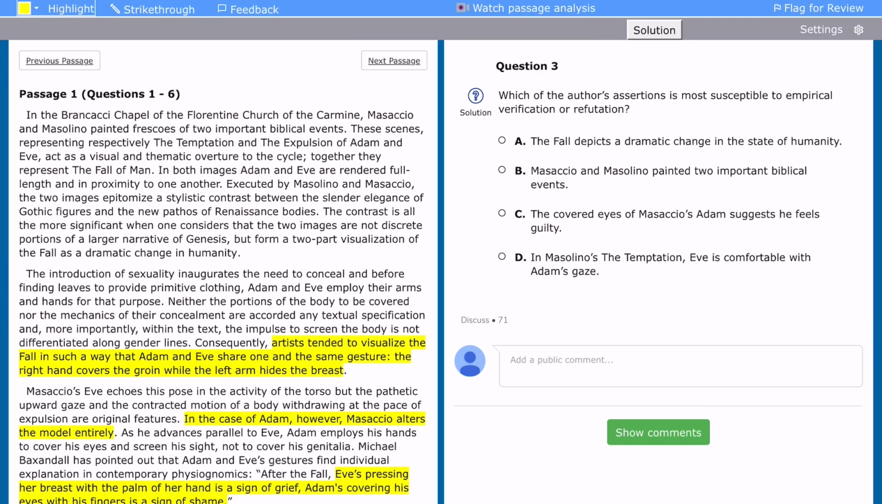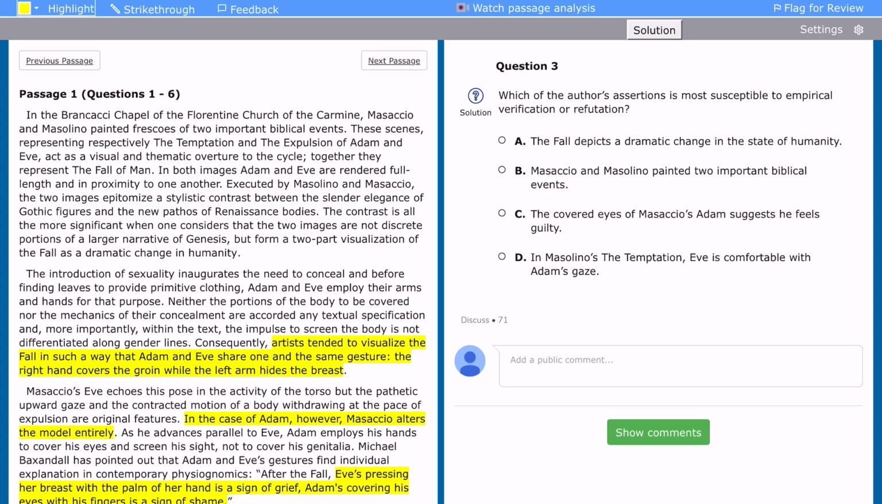Question 3 is tricky, and this is a very common style of question that you'll get from the CARS section. Which of the following assertions is most susceptible to empirical verification or refutation? A says the fall represents a dramatic change in the state of humanity. And what we'll do for these types of questions is we'll eliminate the answer choices that we deem to be subjective and the least that are easily proven.